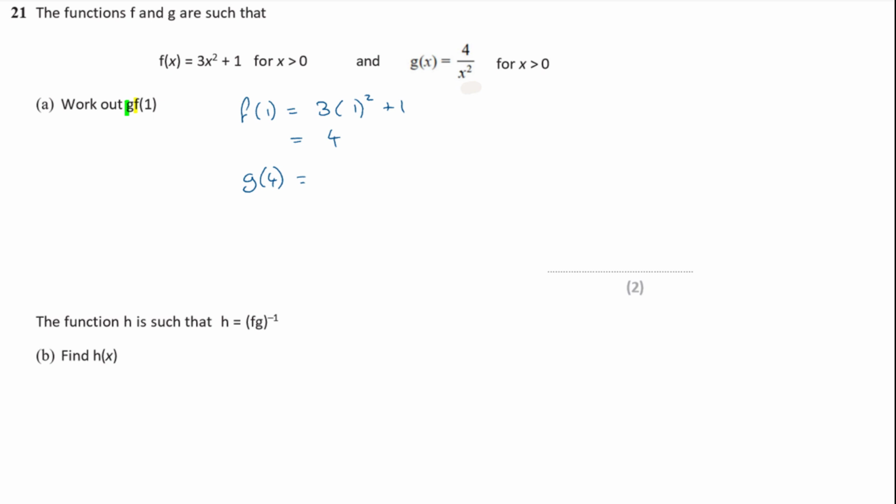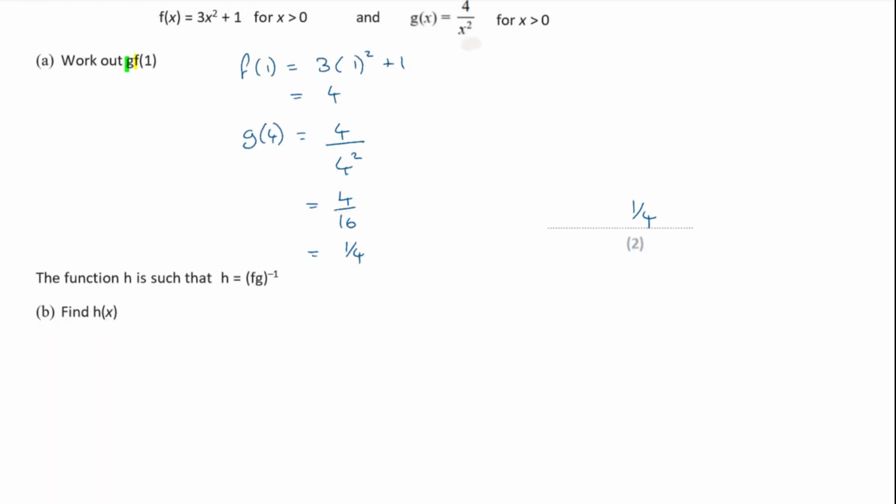So g of 4 then is going to be 4 over x squared, which is 4 over 4 squared. Okay, which is 4 over 16, which is a quarter. Okay, so then g of f of 1 is going to be 1/4.